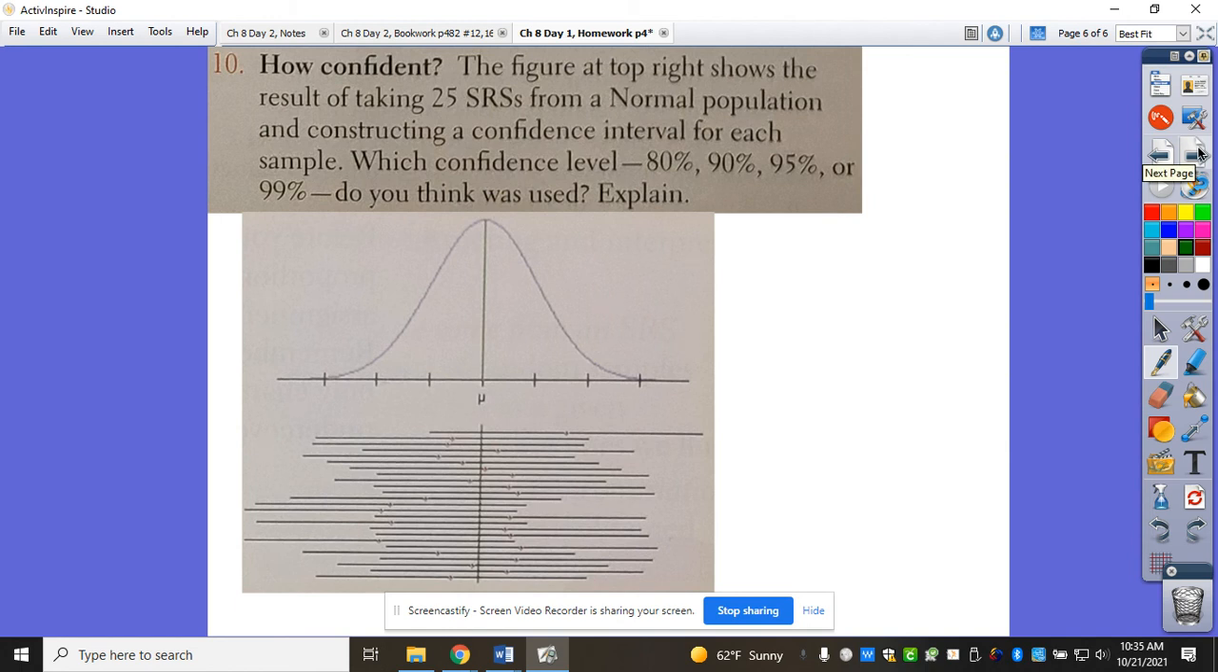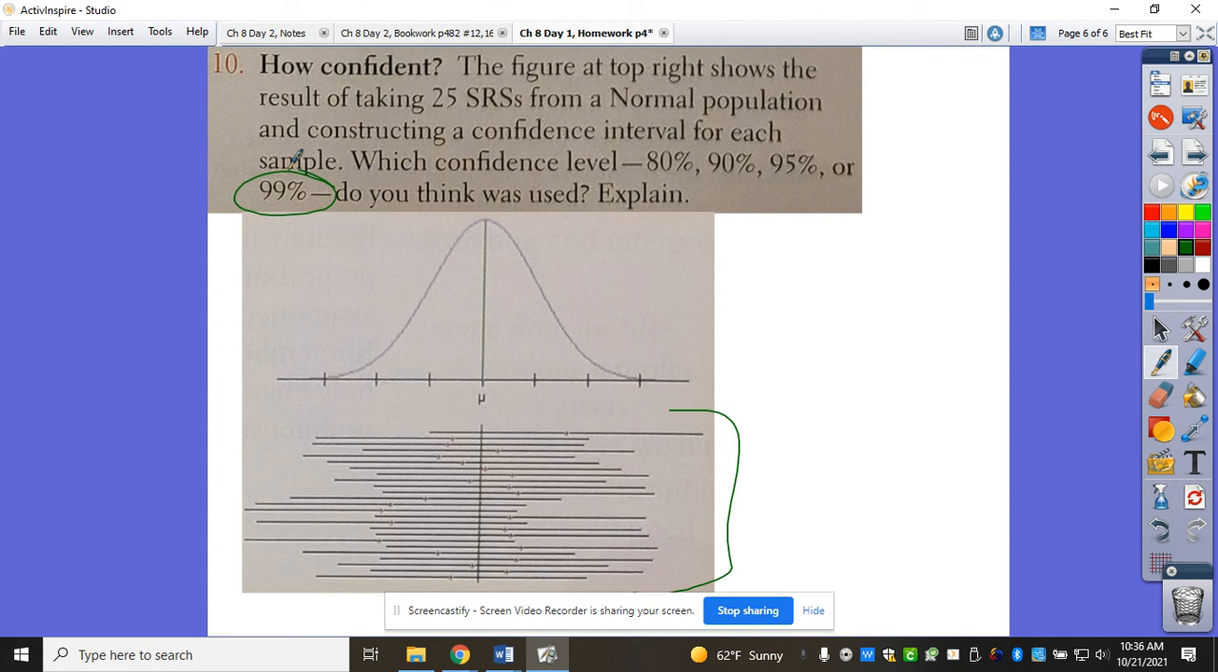So same exact scenario, except what do we see here? None of them missed, which means that what percent of our 25 random samples actually captured it? 100 of ours did, so our best guess would be 0.99%. Questions there?